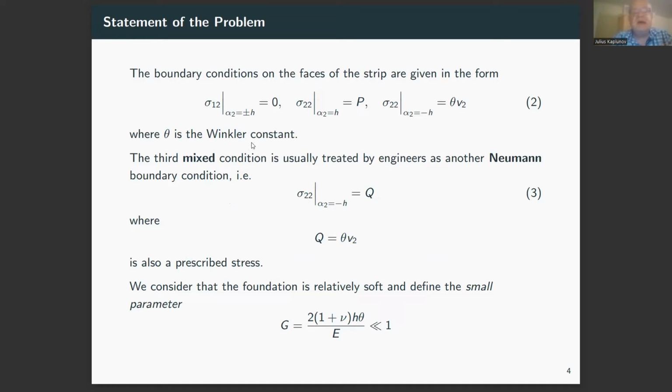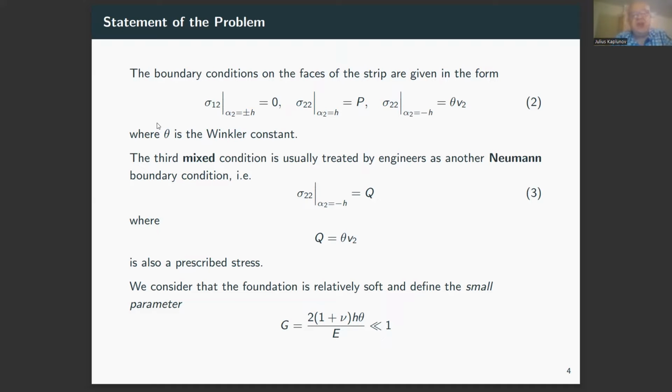We consider that tangential displacement equals 0 along both faces. The normal displacement equals the prescribed stress P along the upper face. And what's crucial, but still very natural, the normal displacement equals theta times V2, corresponding to the effect of the Winkler foundation along the lower face. And as I said, theta is the Winkler constant.